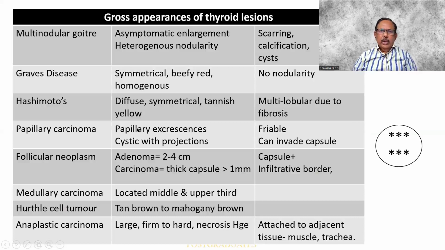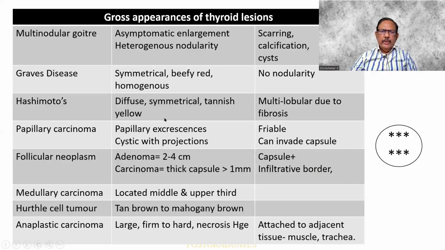Now, what are the gross appearances of the various thyroid lesions? MNG, you find that there is asymmetric enlargement, nodularity. There can be calcification and cysts. Graves' disease, beefy red, symmetrical because of autoimmunity, no nodularity. Hashimoto's, again symmetrical, it will be tan, diffuse. Sometimes it can be multilobular because of fibrosis. There are three variants of it. I will be showing you a picture of it.